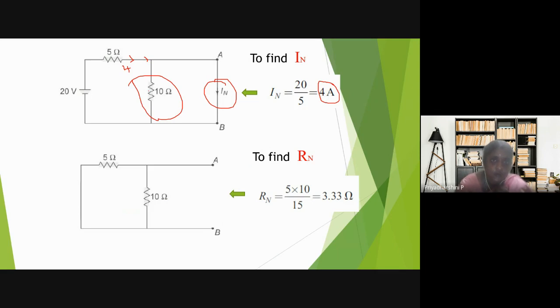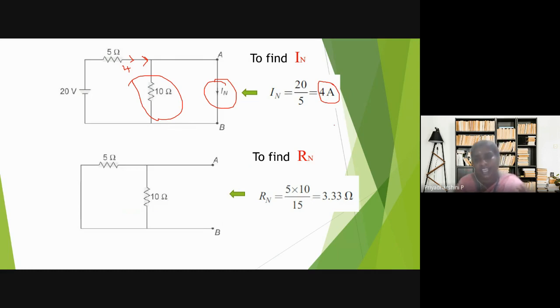Here the resistance is how much? 10 ohms. But here there is no resistance. Resistance is going to be 0. So which path will be selected? Since there is no opposition to the flow of current, automatically the current will select this path alone, not this path. The total current will flow through this, not through this 10 ohms resistor. So the current flowing through this short circuited path is 4 amps. So we got this Norton's current, and next is the equivalent resistance.